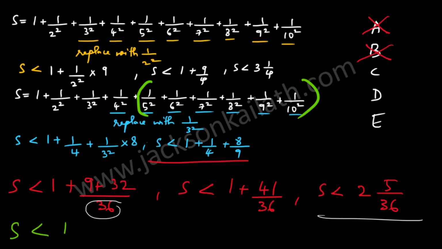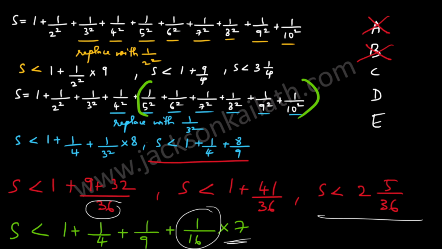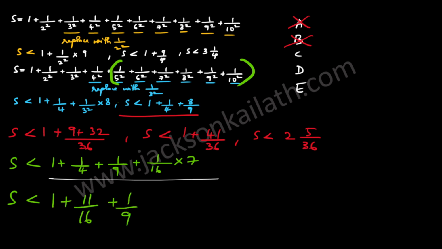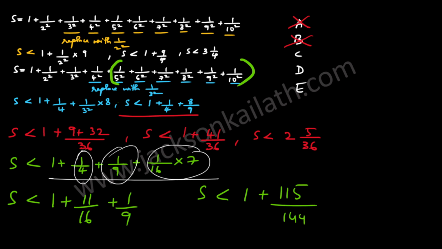So s is less than 1 plus 1 by 4 plus 1 by 9 plus 1 by 4 square, which is 1 by 16 into 7. All right, so let's simplify that. This simplifies to 1 plus 11 by 16 plus 1 by 9. Over here, 1 by 4 is 4 by 16, and this is 7 by 16. So if I add these, I get 11 by 16, and I have 1 by 9 over here. Now again, let's simplify it. So I get s is less than 1 plus 115 divided by 144.